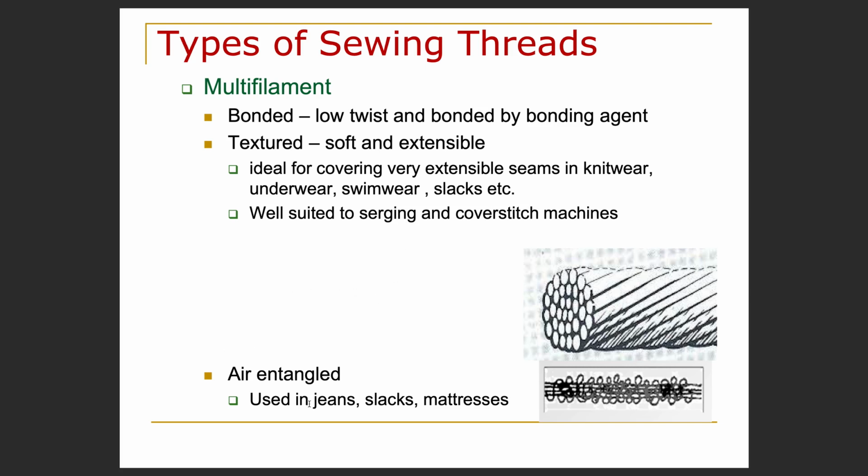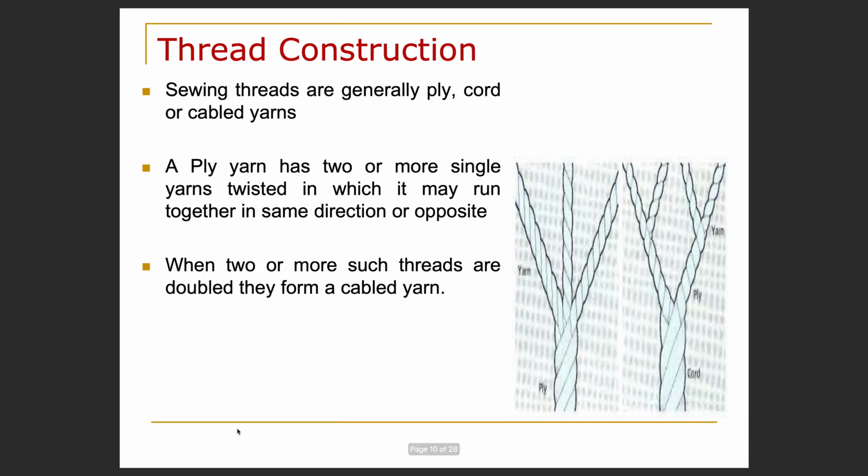And then another sewing thread construction is air entangled. Air entangled is basically the kind of sewing thread construction where, instead of plying, the different yarns are held together by a jet of air which entangles the different yarns together. So you can see this kind of random arrangement of the yarns. This is particularly suitable for multi-needle sewing thread machines, where we have more than one needle operative on the machine.